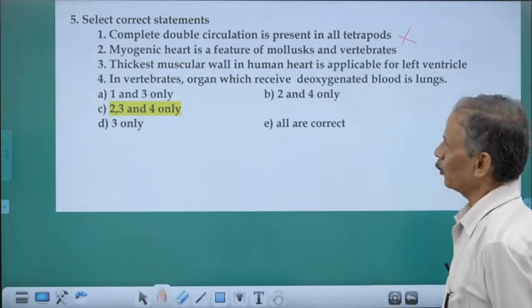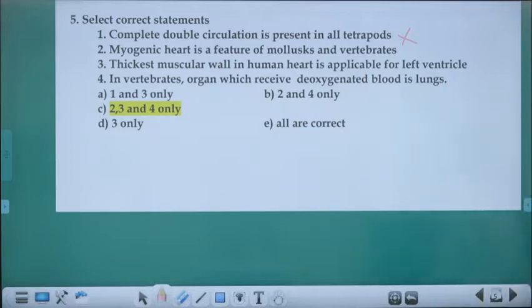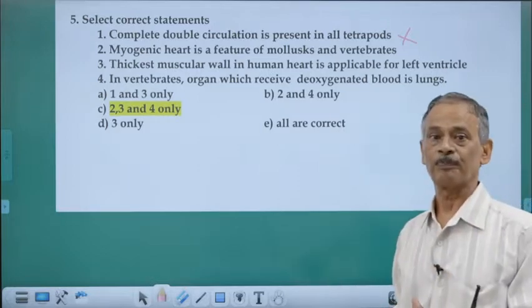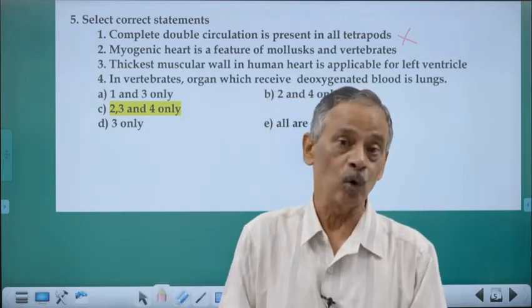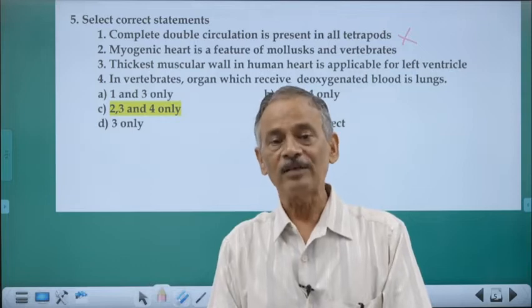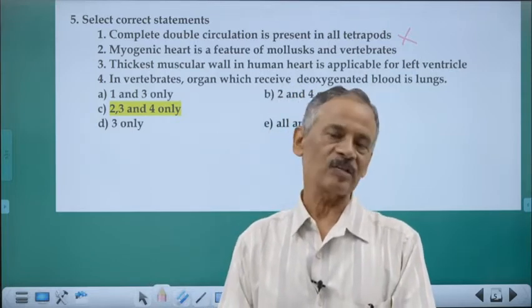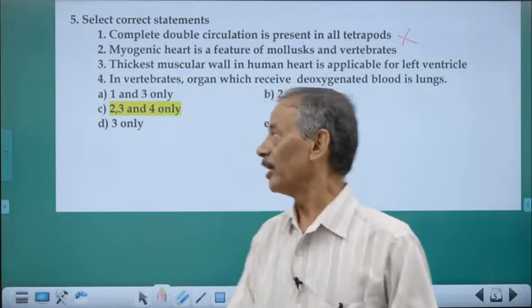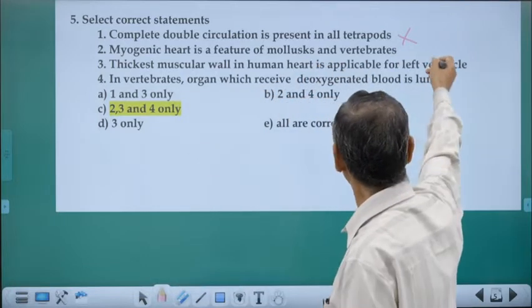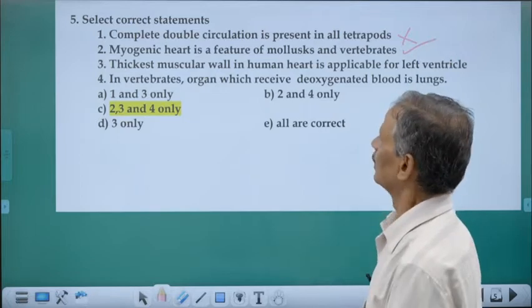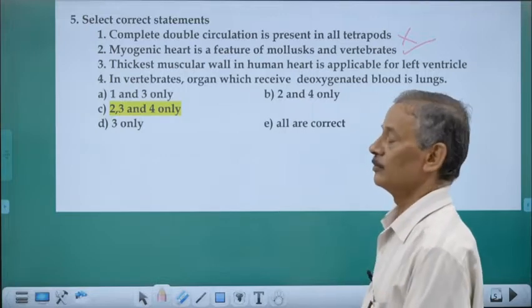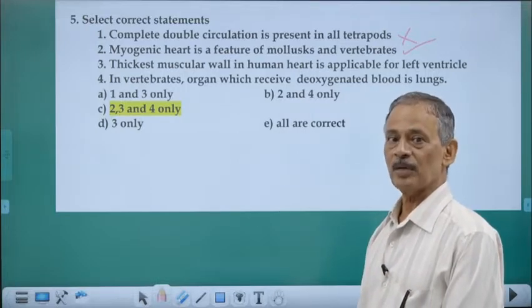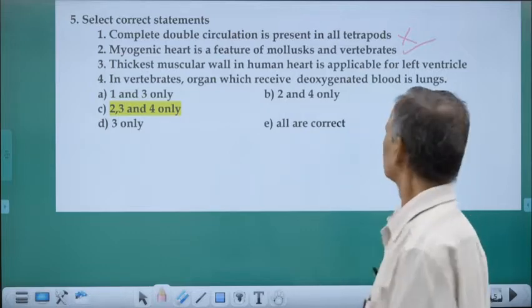Myogenic heart. What is myogenic heart? Heart whose activity is initiated and maintained by the muscles of the heart itself. The rhythm is initiated and maintained by the heart itself. That's called myogenic. Vertebrate heart is myogenic. Molluscan heart is also myogenic. Okay, so the myogenic heart is a feature of molluscs and vertebrates. Correct statement. Thickest muscular wall in human heart is applicable for the left ventricle. Left ventricle is the largest chamber, whose wall is also the thickest. Correct.